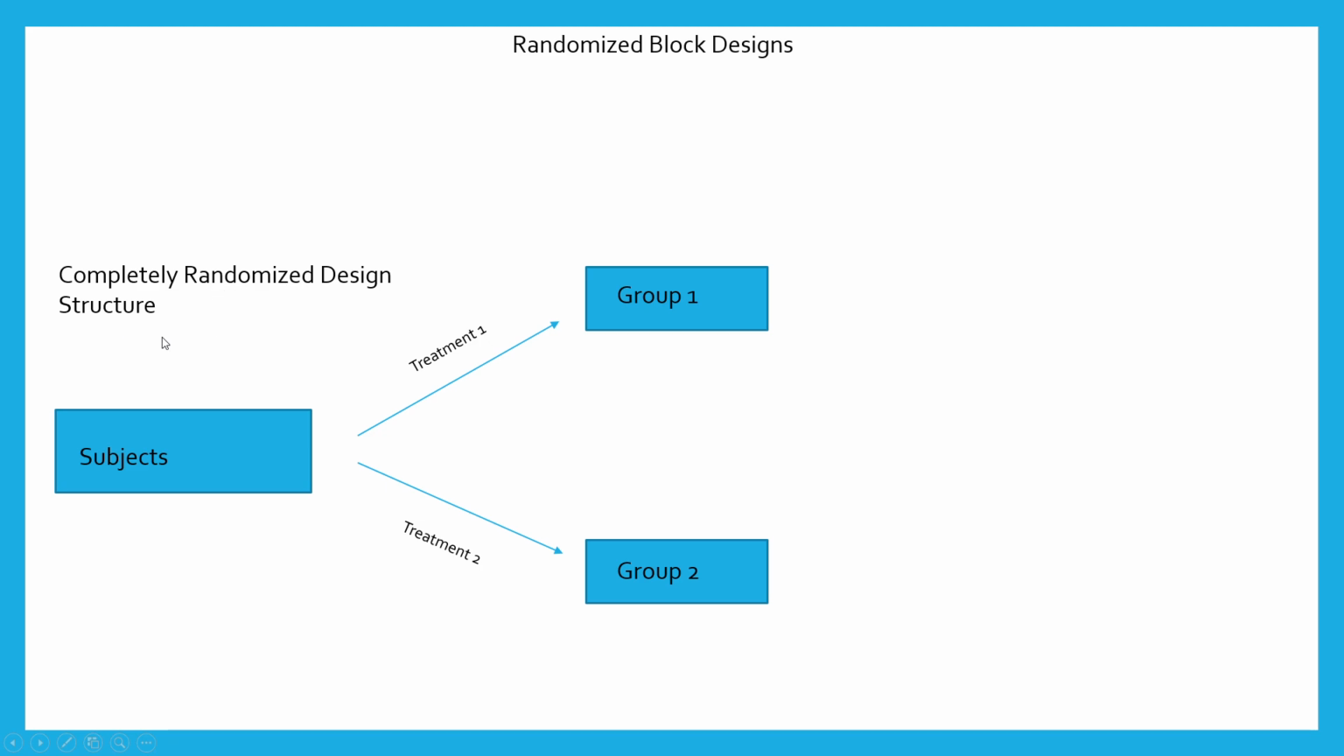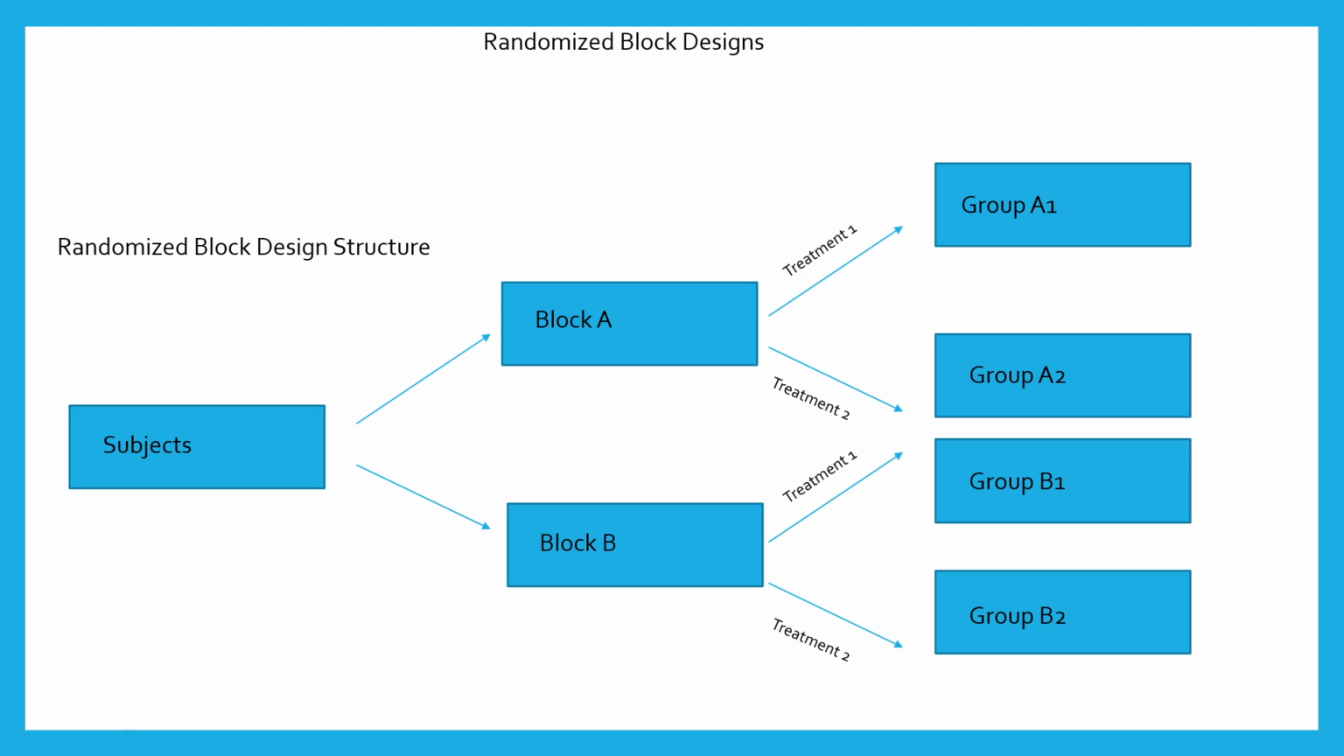In an experiment we will have our subjects and we will either give them treatment 1 or treatment 2. These treatments are randomly assigned to the X amount of subjects we have and put into groups, where we will then assess the data based off of those groups.